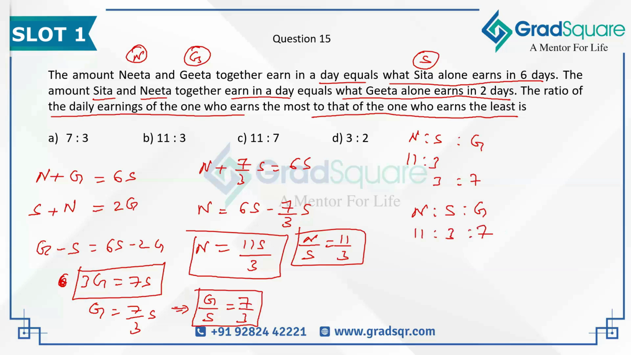Clear? Now, what are they asking you? The ratio of the daily earnings of the one who earns the most to the one who earns the least. The one who earns the most to the one who earns the least should be 11 is to 3. And that's the answer that you are looking at for question number 15.